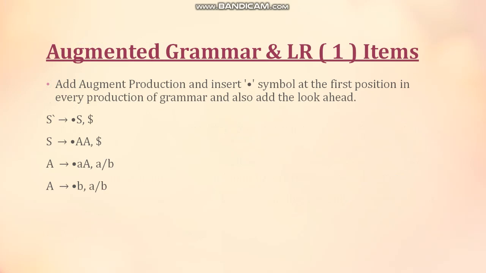Very simple. We are going to introduce a new starting state or new production rule at the start, which will proceed towards our starting symbol S, and we are going to place a dash sign. So basically the first production rule, S' produces S, is the augmented production. With the help of this production, we converted our original grammar into the augmented grammar.